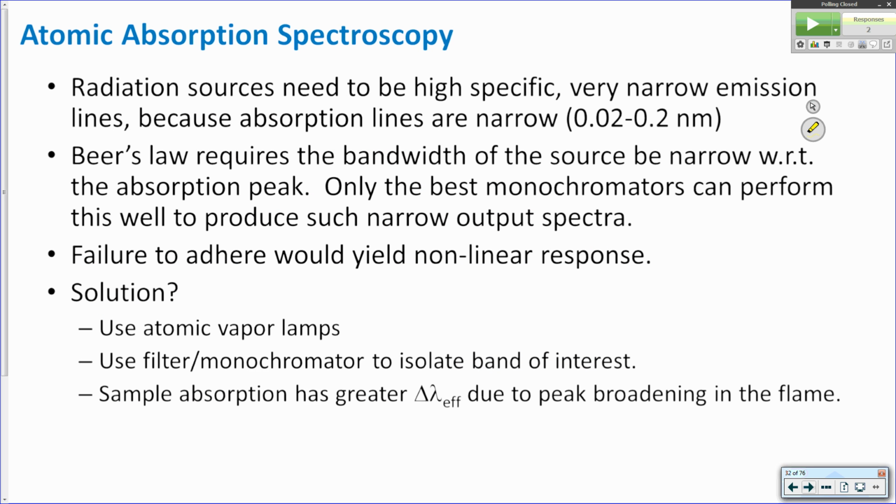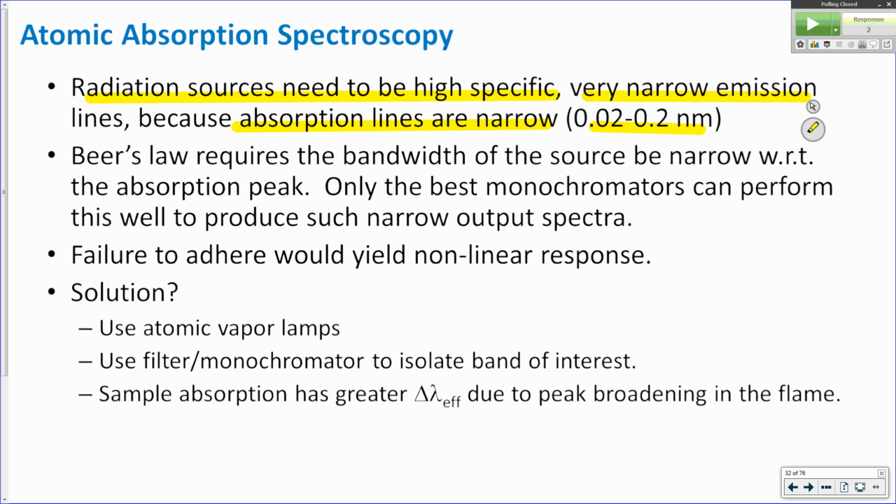Okay. If we look at the radiation sources, those sources need to be very specific. Ideally, we want an emission band from a source that's narrower than the absorption lines inside of the flame. And in the flame or the furnace, we talked about the Doppler effect, the different things that can occur, Boltzmann's distribution. You have line widths of atoms that are absorbing in the neighborhood of 0.02 to 0.2 nanometers. And that's typically narrower than you're going to get from most monochromators. Only your highest end monochromators give you lines that narrow.